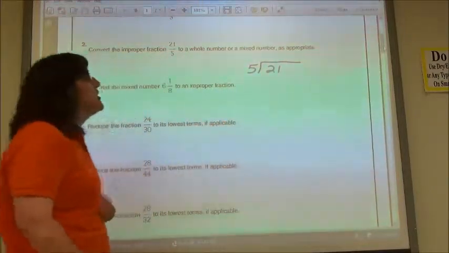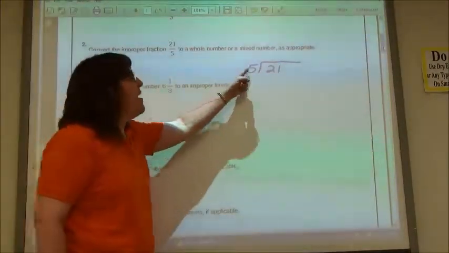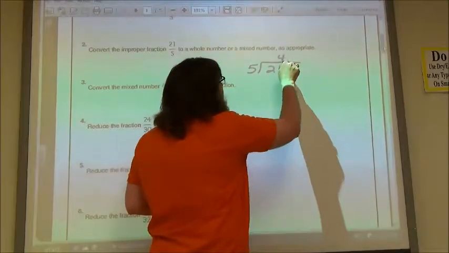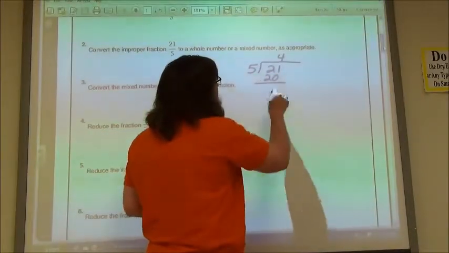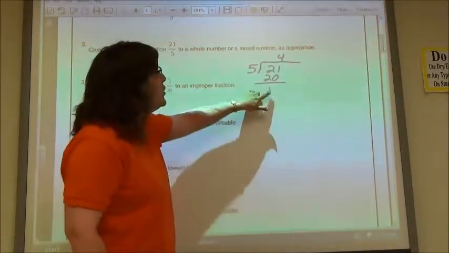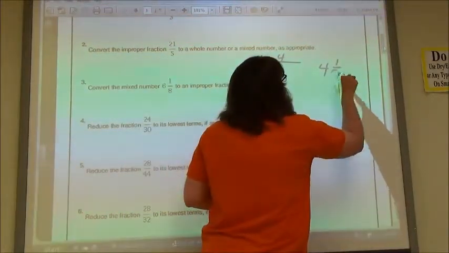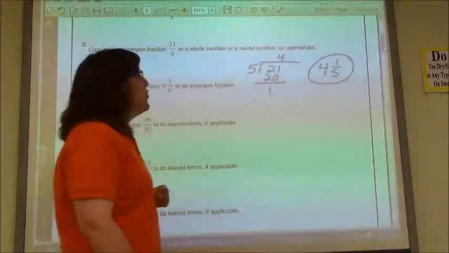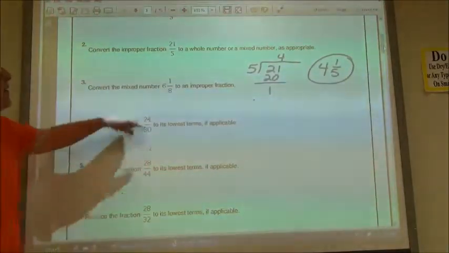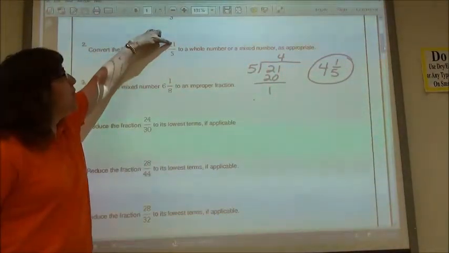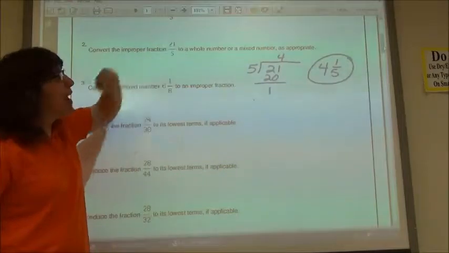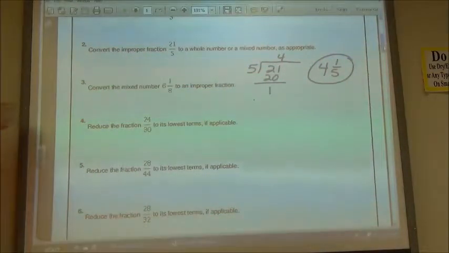The denominator's the divisor. So 5 goes into 21 4 times. 4 times 5 is 20. I've got 1 left over, so 1/5. So 4 and 1/5 is what my mixed number would be. 5 went into 21 4 whole times with 1 extra left over of my fifths.